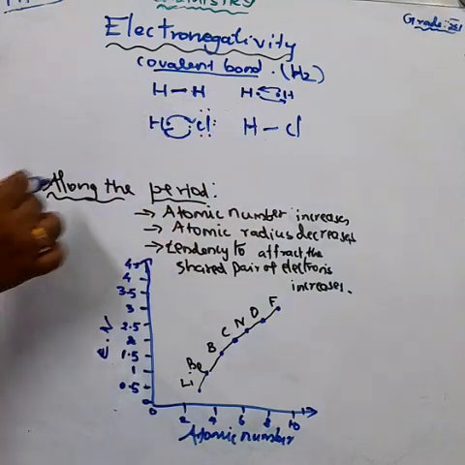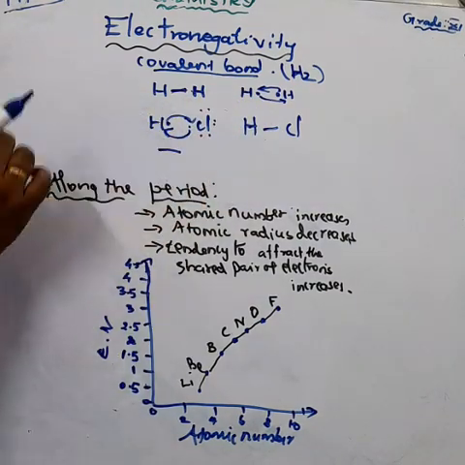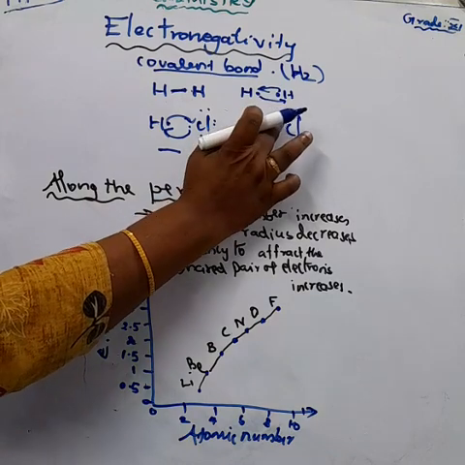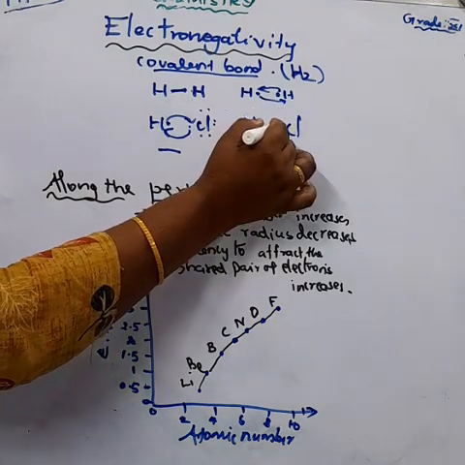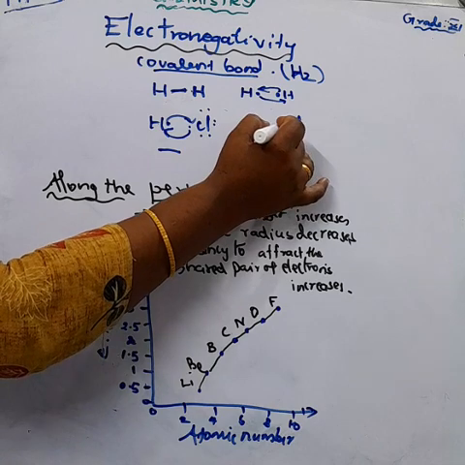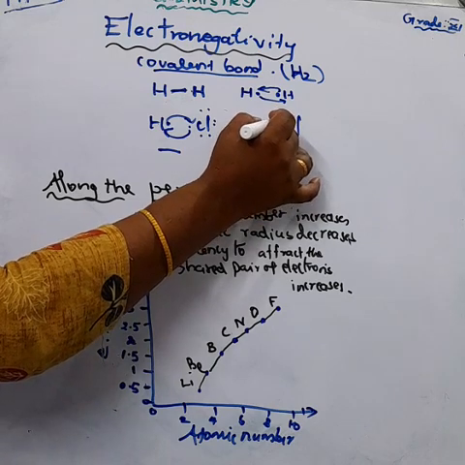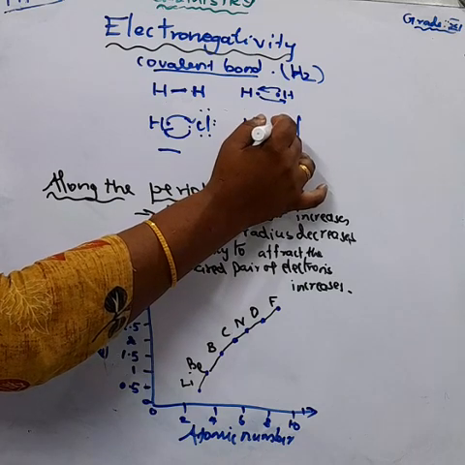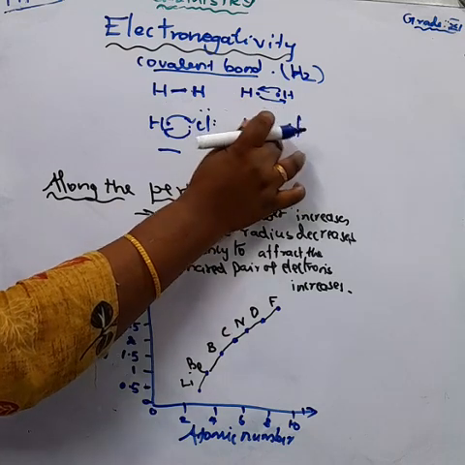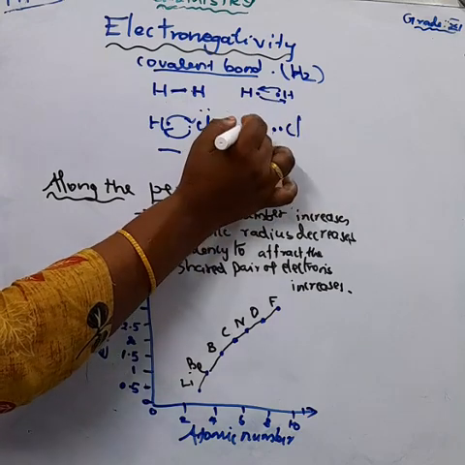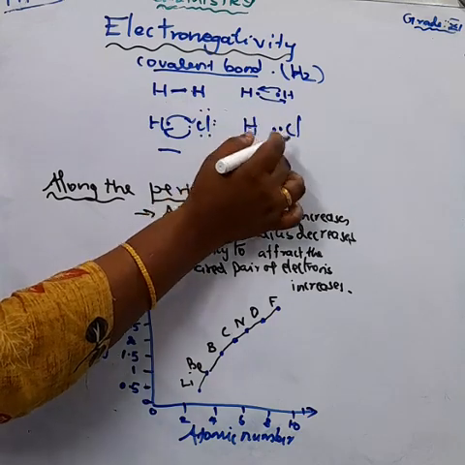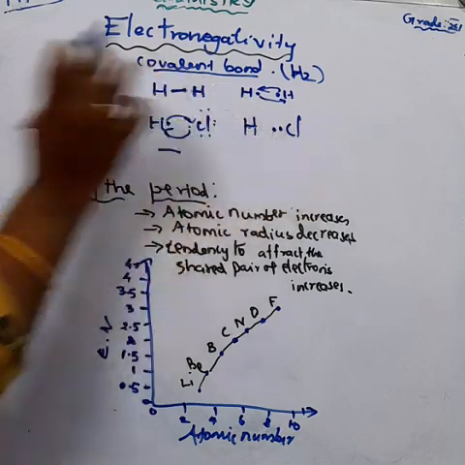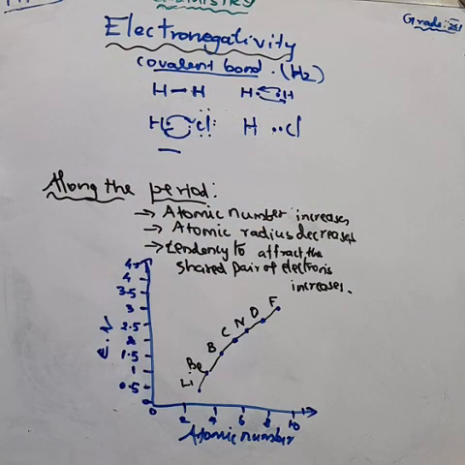But here the electron pair, these two electrons, lies near the chlorine atom. The electron pair lies nearer to the chlorine atom than to the hydrogen atom. Why? What is the reason for this? The unequal sharing of the pair of electrons.